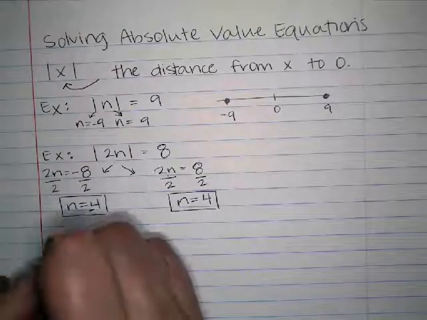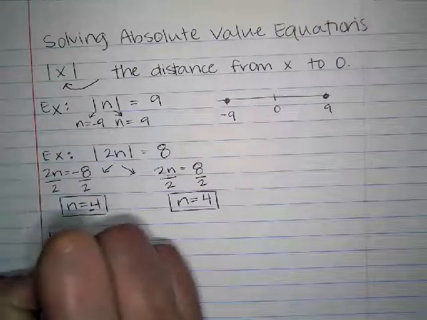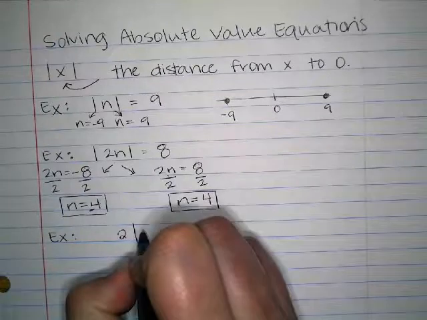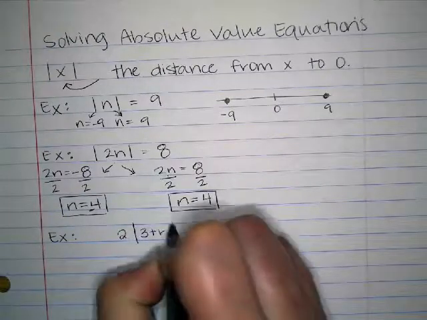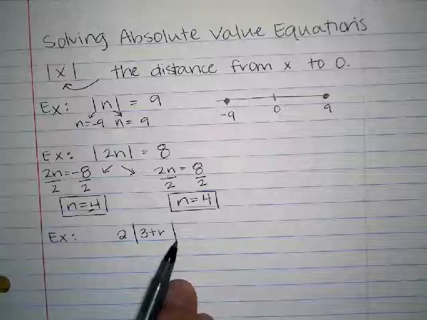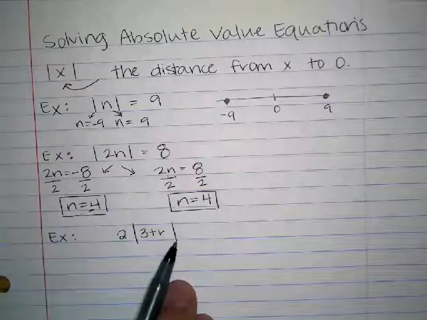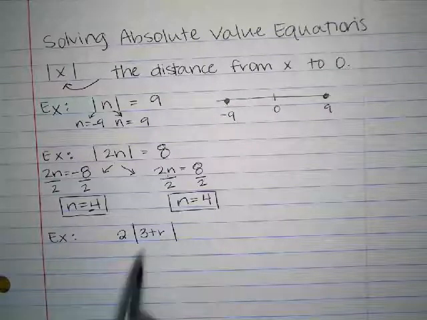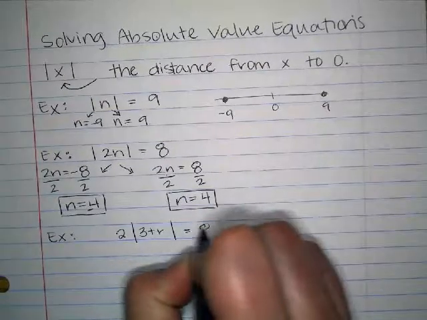Okay, here's the next one we're going to try. We're going to make it a little bit more complicated. Now, when I do problems like this, I like to make my absolute value lines really long so that I don't think they look like ones. So 2 times the absolute value of 3 plus r equals 8.